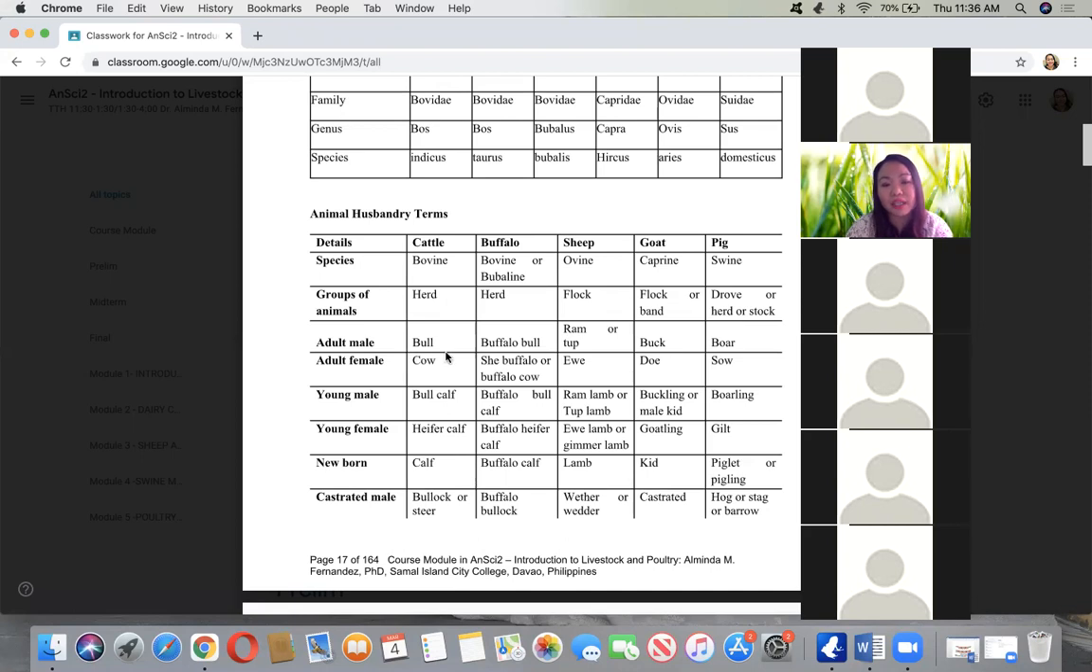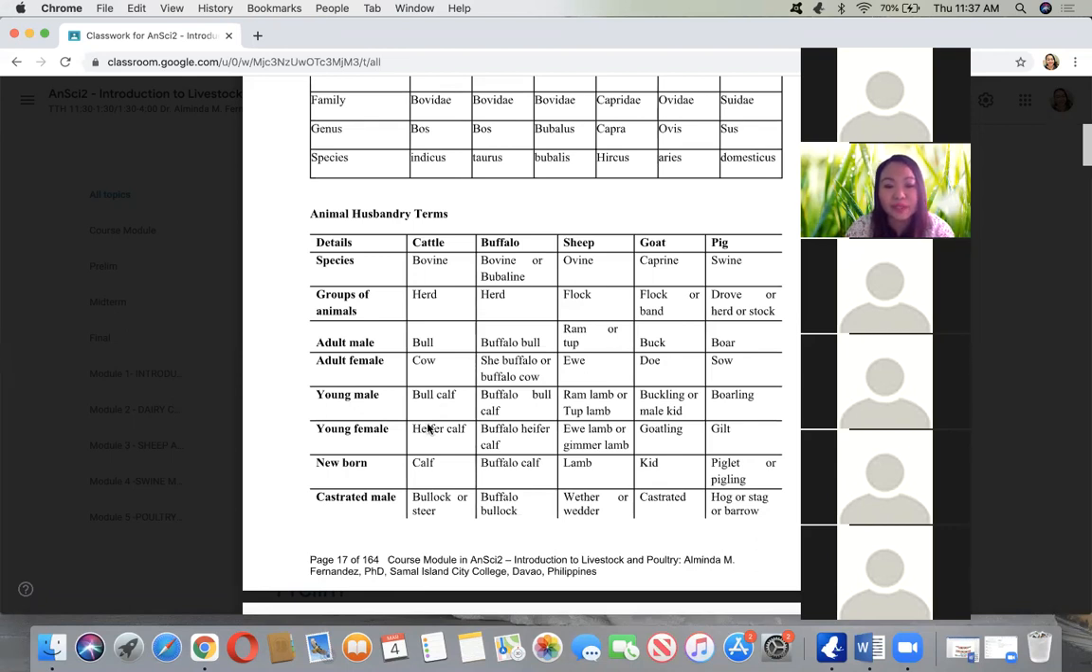And the adult male is bull for cattle, buffalo bull for carabao, ram or tup for sheep, buck for goat, and boar for pig. The adult female is cow for cattle, buffalo cow for buffalo, ewe for sheep, doe for goat, and sow for pig.